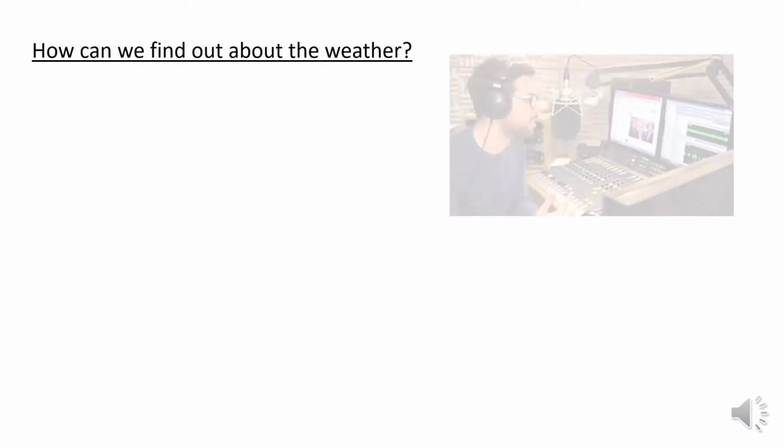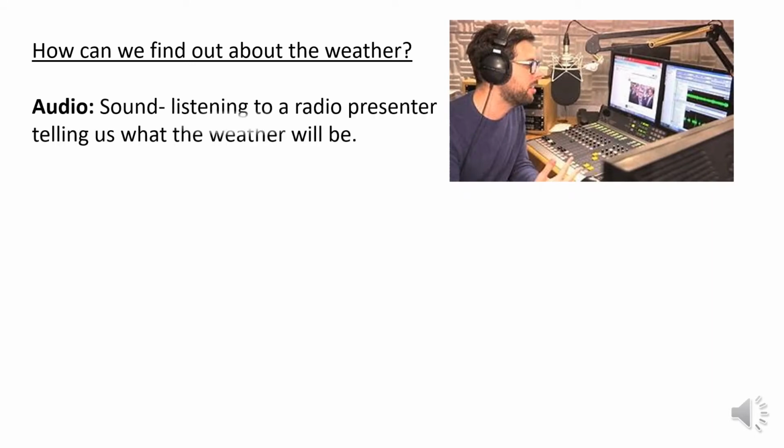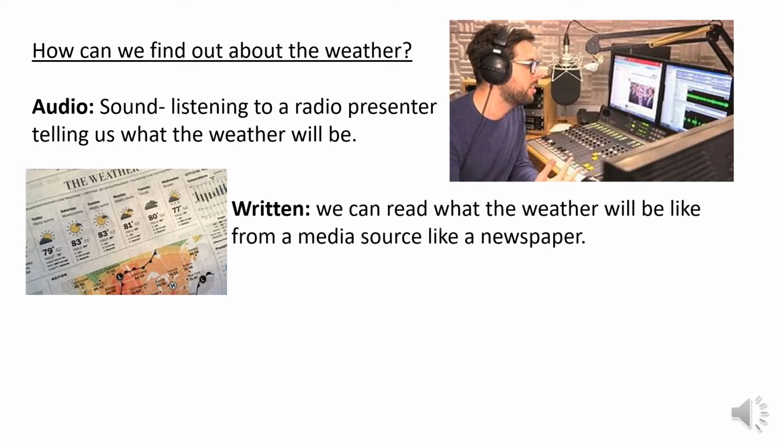How can we find out about the weather? Well, we can listen to audio. Audio like radio, the sound, listening to a radio presenter telling us what the weather will be. We can look at a newspaper, we can read. We can look at the written word. We can read what the weather will be like from a media source like a newspaper.